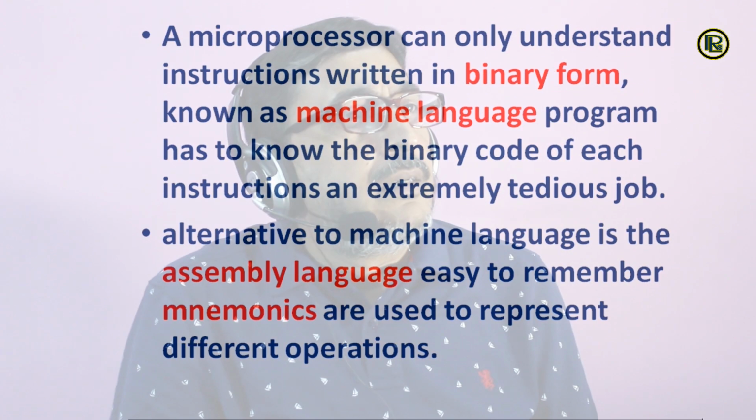Now we have to understand how a microprocessor works. A microprocessor can only understand instructions written in binary form known as machine language program, and the program has to know the binary code of each instructions. Therefore, this is an extremely tedious job. There is another alternative. Alternative to machine language is the assembly language, which is easy to remember. That is called mnemonics, and mnemonics are used to represent different operations. Like in the previous slide, I showed you MOV A, C. That was the mnemonics.